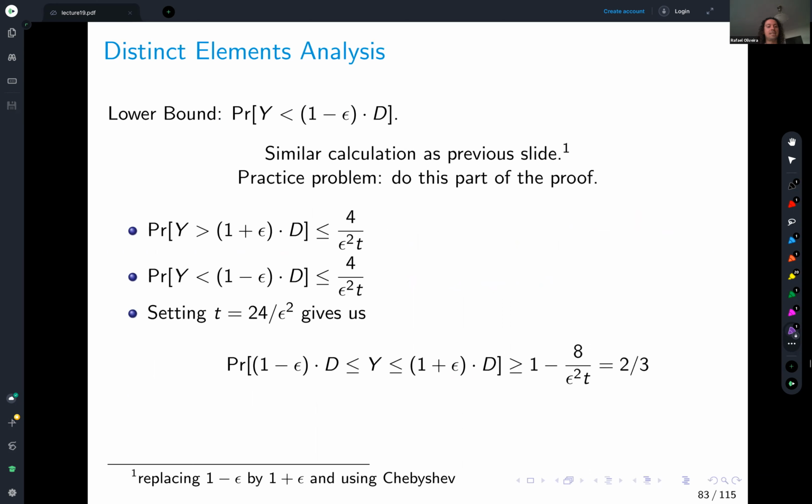Then, remember, we can set t to be whatever we want. So if we set t to be 24 over epsilon squared, it gives us what? The probability that y is within 1 minus epsilon and 1 plus epsilon times d is greater than or equal to 1 minus the sum of the bad events, which is 8 over epsilon squared t, which is greater than or equal to 2/3. So with probability 2/3, y will be within the right range. Does that make sense? Okay, great. So this is the analysis of the distinct elements.